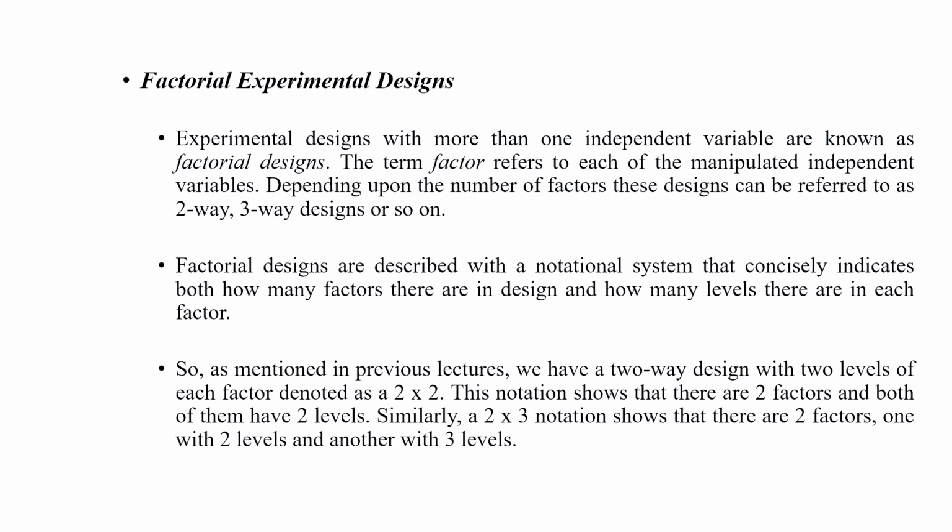Also, factorial designs are described with a notation system that concisely indicates how many factors your experiment has, but also how many levels each factor has. For example, look at this. If you come across a 2 cross 2 design, because there are 2 numbers which are crossed here, it means 2 variables, and because the number is 2, it says each variable has 2 conditions. So, let us say in this experiment, we are talking about the mood state of the individual and the video game that they have watched.